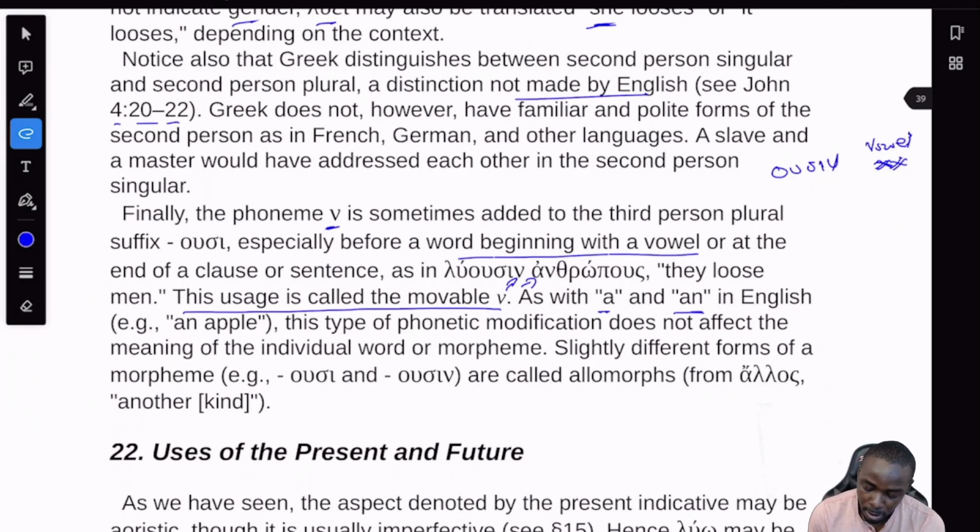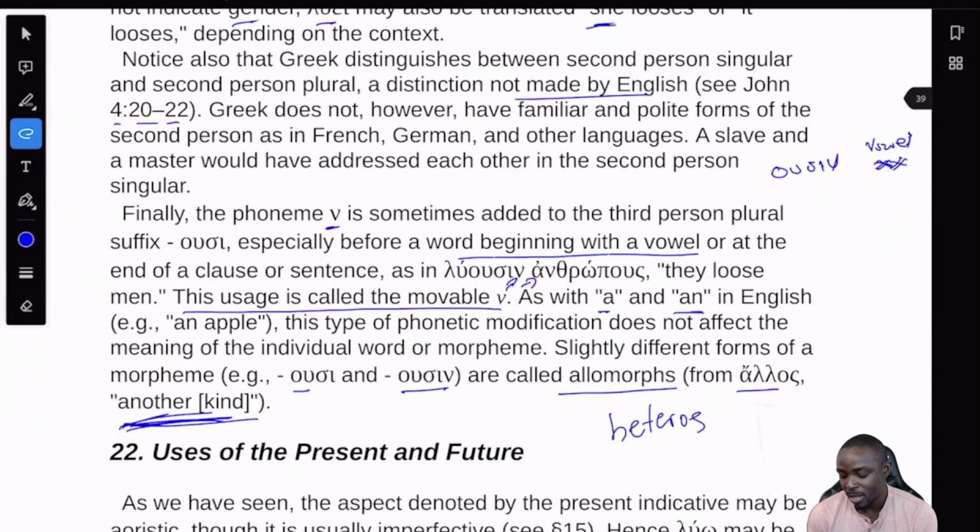Slightly different forms of a morpheme, for example usi and usin, are called allomorphs, from allos, another kind. Right? Remember, you have two words for kind, and maybe you don't know that still. You have heteros and allos. Okay? Those are the words. You have the same kind, or the same kind of a different nature, or the same kind of the same nature, right?